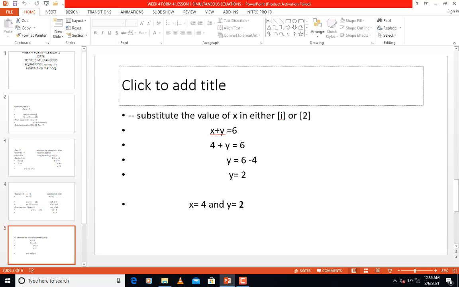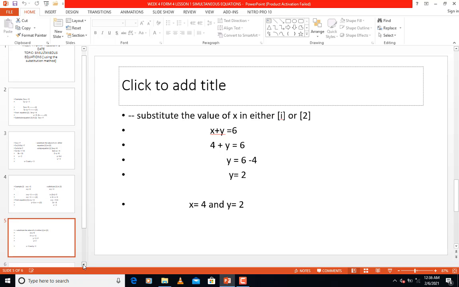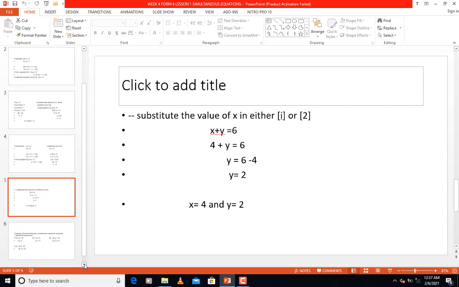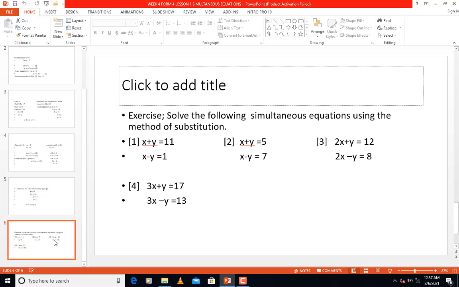So this is how we use the method of substitution. So what I want you to do is try the following exercise using the method of substitution. Just follow the steps. Questions number 1, 2, 3, and 4. These are 4 questions. First, give them names: equation 1, then equation 2. Then step number 2, decide which equation you want to use.